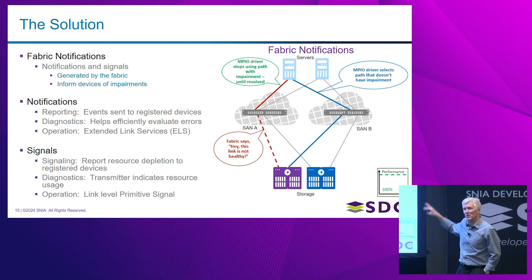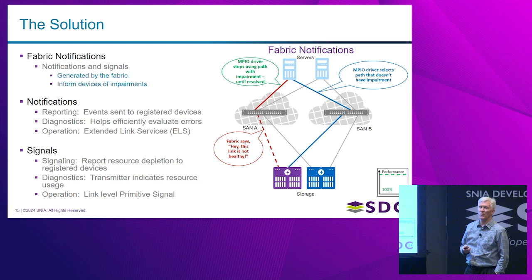And when the multipath solutions could do that, we found that they were able to restore their overall performance of the system to nearly 100%. And that's largely because they were able to precisely identify that they had a physical path problem and not a logical path problem. And that was what was unique with the development of the Fibre Channel notifications, fabric notifications functionality.